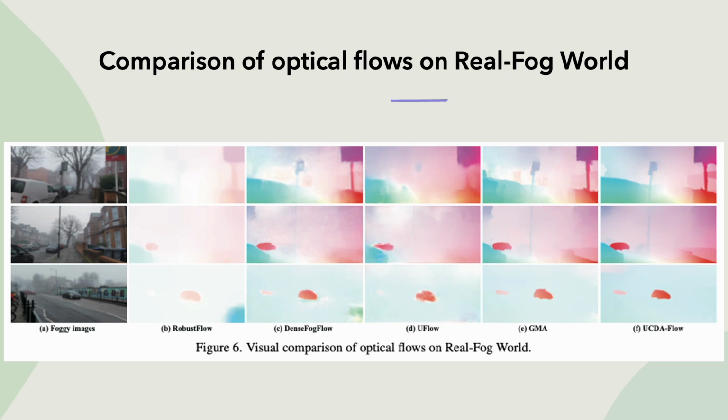After careful analysis, it's clear that UCDA flow stands out among all the models. It not only provides the sharpest image but also demonstrates superior object recognition compared to the others. These findings underscore the importance of choosing the right model for tasks involving real foggy conditions, with UCDA flow emerging as a promising option for its outstanding performance.